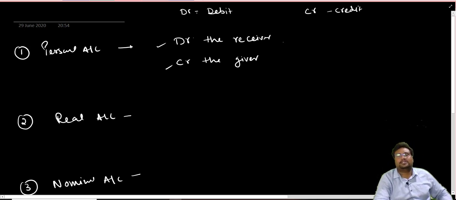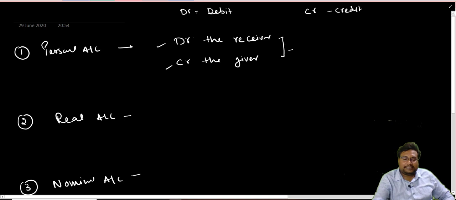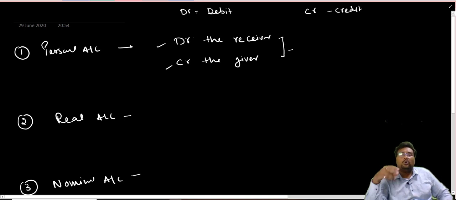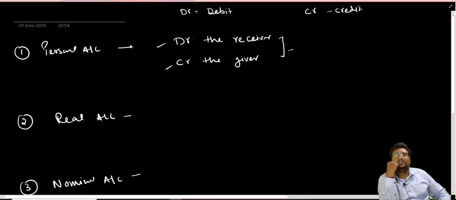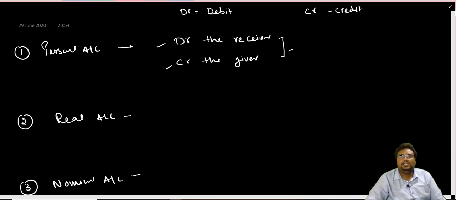Let's understand this rule first. This rule is saying that whoever is receiving anything, whether money, assets, anything, that person will be debit in the journal entry. Suppose Ram is receiving 500, so Ram will be debit or credit? Ram will be debit because Ram is receiving the amount.